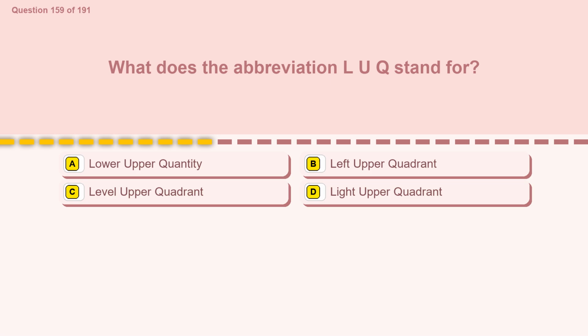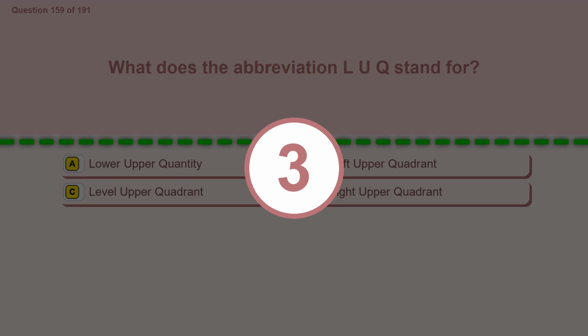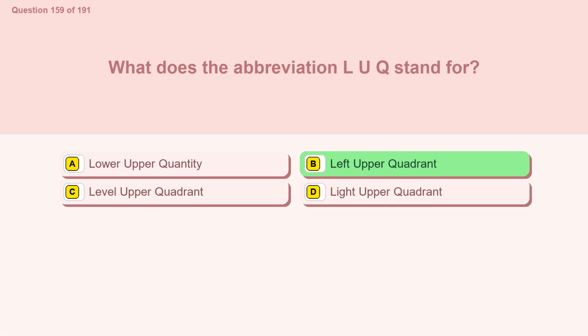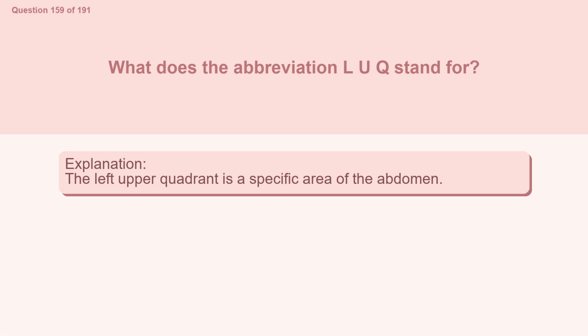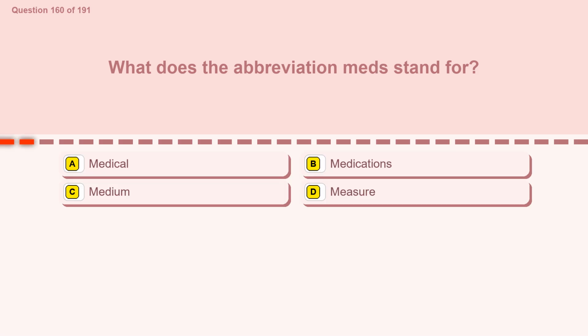Option A, lower upper quantity. Option B, left upper quadrant. Option C, level upper quadrant. Option D, light upper quadrant. The correct answer is option B, left upper quadrant. The left upper quadrant is a specific area of the abdomen. Question 160. What does the abbreviation MED stand for?